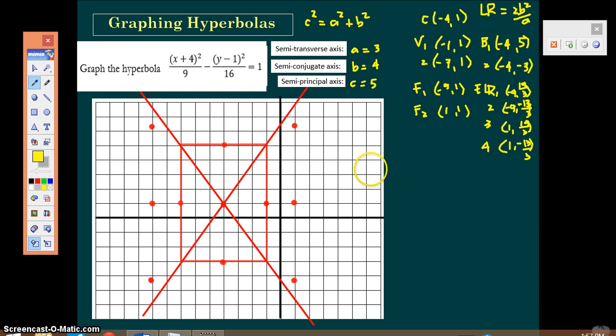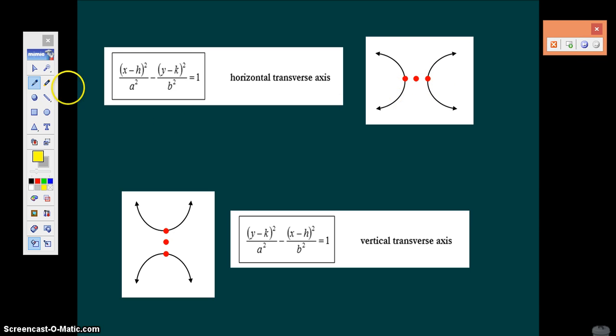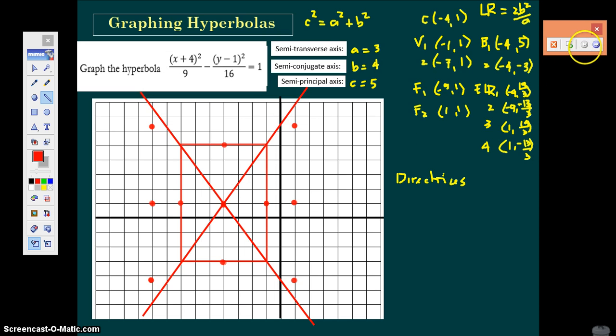The directrices. The directrices of a hyperbola that is horizontal in nature, like here where we have a horizontal hyperbola, there would be 2 of them, and they would be vertical, just like in a parabola before. If a hyperbola is vertical, the directrices would be horizontal, like that. And it's the same: the directrices of a hyperbola are a squared over c away from the center.